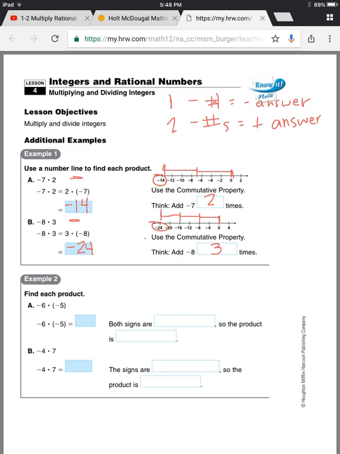Okay, so you don't have to use a number line. That might help you if you're a visual learner. It might make it more confusing if visuals confuse you.